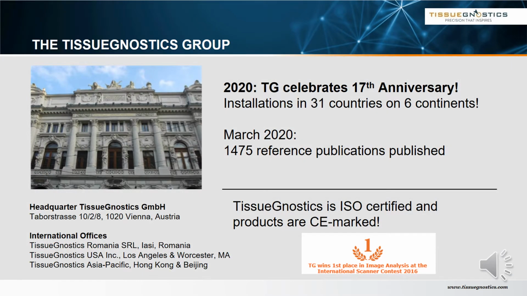Who is TissueGnostics? The company was founded in April 2003 in the city of Vienna in Austria, the heart of Europe. Today we have international offices and subsidiaries in Romania, the United States, and Asia. Our systems and solutions today can be found in 31 countries on all continents except Antarctica. As of March 2020, we have almost 1,500 reference papers published, with dozens of papers being added every month.